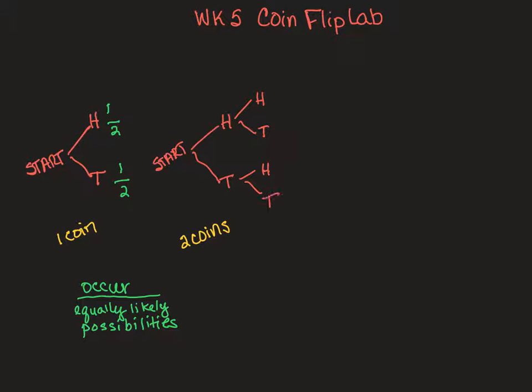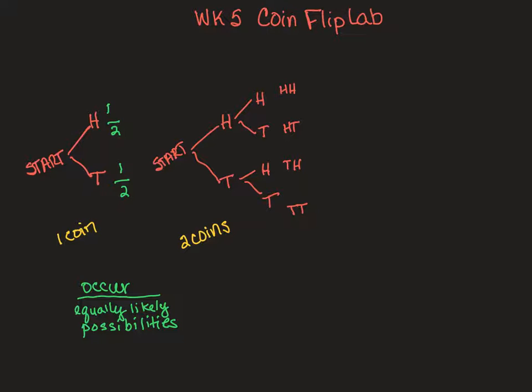Now I have more equally likely possibilities. Here I have two heads. Here I have a head and a tail. Here I have a tail and a head. And here I have two tails. Those are the possibilities I can get if I flip two coins. It doesn't make any difference if I flip them 20 or 100 times. This is the tree. This is where I'm figuring out the probability.